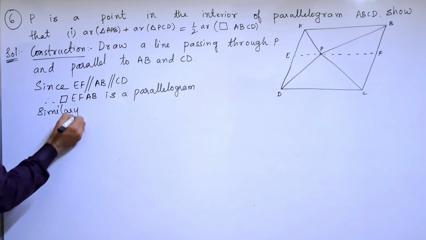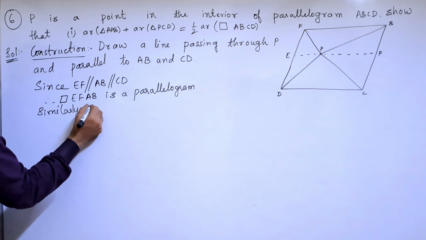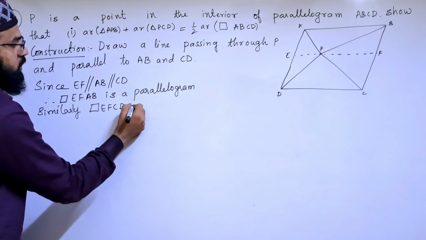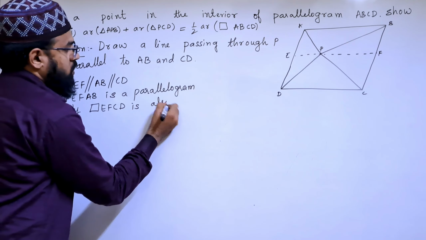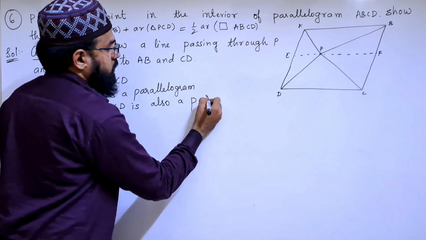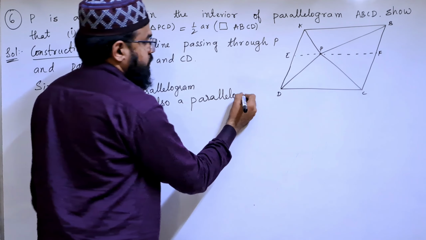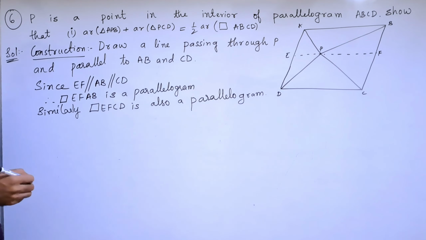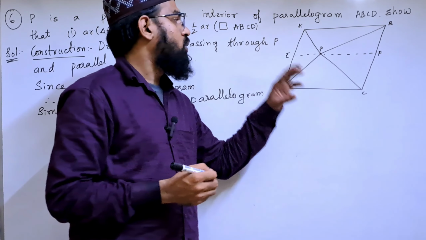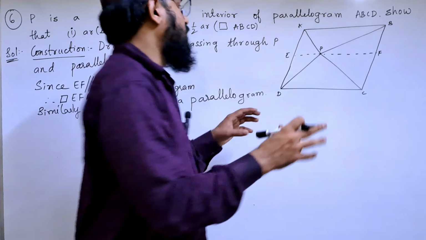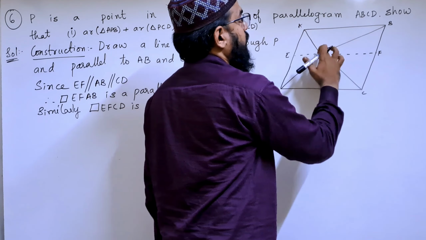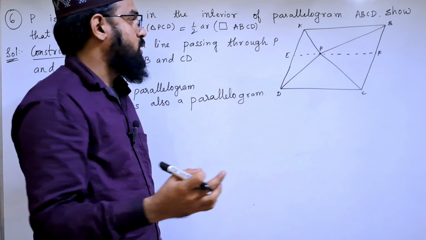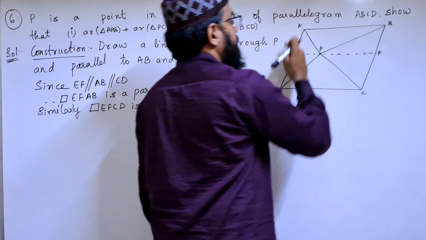Similarly, quadrilateral EFCD is also a parallelogram. Next, these are the two parallelograms. For these parallelograms, we will now see where is the base and what are the two parallel lines. So let us see this EFAB.